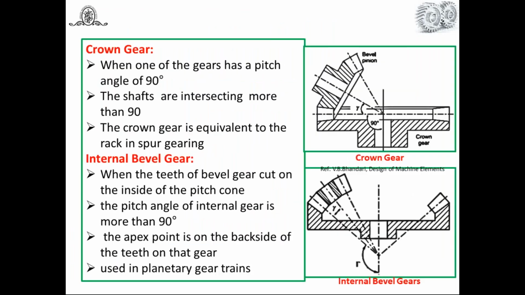Now let us see another gear, the crown gear. I have already mentioned here, for a crown gear, one gear has the pitch angle 90 degrees. Look at this gear, this is the gear, this is the axis, and this is the axis. Here teeth are cut on the circumference directly at the top surface, and this pitch line makes an angle with the axis here. How much?